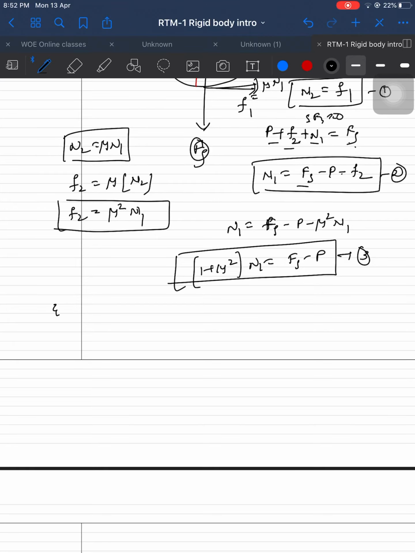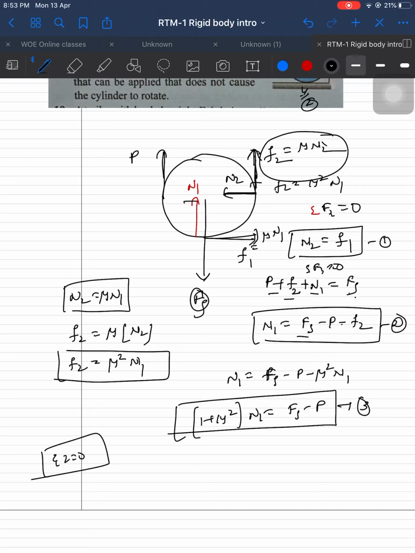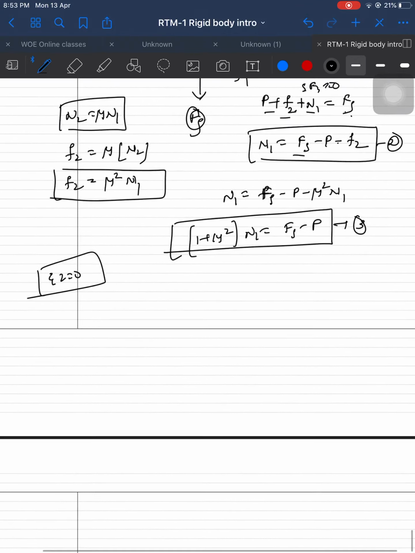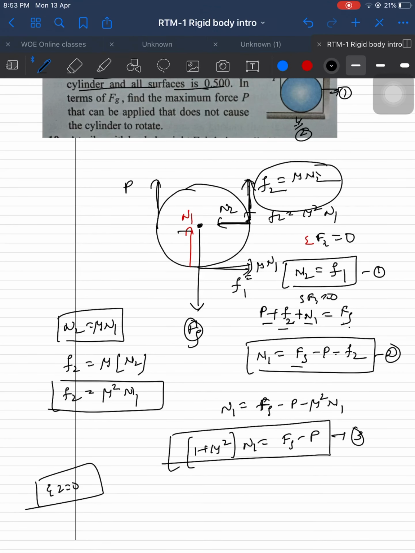By using the torque balance next, net torque is equal to 0. Net torque about any point you can consider. If you want to consider about the center, you can, or about N2 or N1, but many complications are there. You can consider any of the points. Okay, let's consider the point on the ground, about point Q.